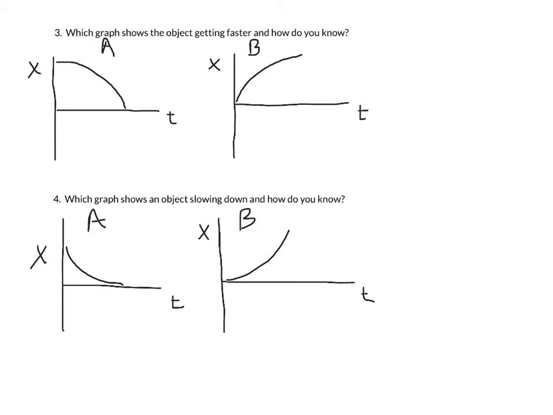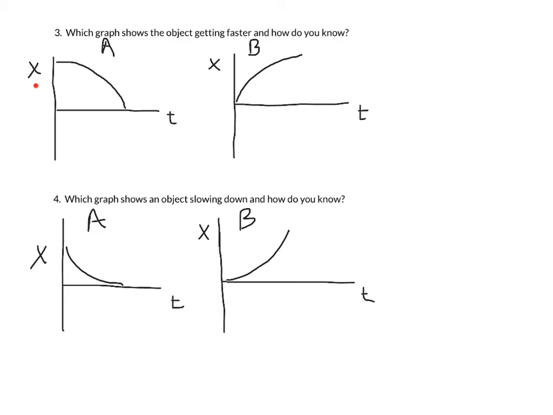Okay, number 3. Which graph shows the object getting faster, and how do you know? Now this is a little different because the first two questions were asking you to compare a position time versus a velocity time graph. Two completely different kinds of graphs. And now we have a position time graph and a position time graph. They're the same kind of graph.